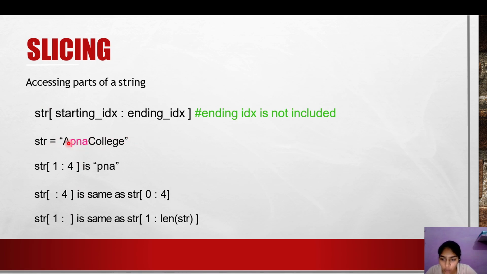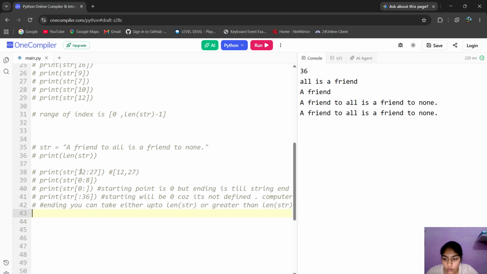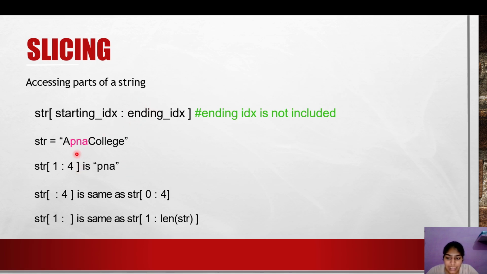So basically, what is the index of p? That is 0 1 1. What is the index of a? 0 1 2 3. So we want to get the access of a, so not the 3 but 3 plus 1. Why so? Because here the range goes like this. So whatever you want to access, just plus 1 in the ending index.